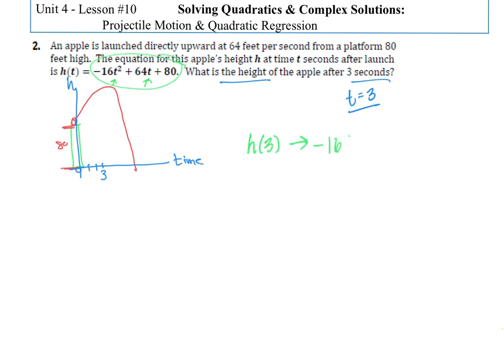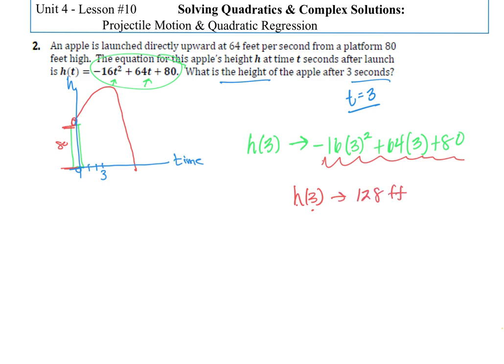So negative 16, and then we had t squared, so we're going to put 3 in the parentheses for t and square it, plus 64, and then we had a t, so we're going to plug in 3 for that, 3 seconds, plus 80. And again, all of this right here just gets typed into your calculator, just like that. And we get, okay, h of 3, meaning our height at 3 seconds is equal to 128 feet. And that one's done. Okay, sometimes these are not really, really complicated. So if we want to find height at a given time, plug in that time value in for your t's and solve.